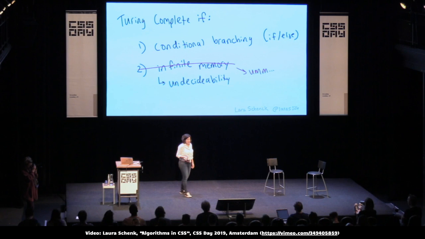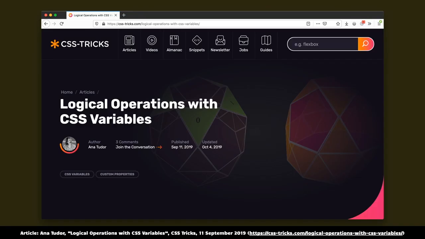Lara Schenck did a fantastic talk about this at CSS Day 2019. She looked at whether CSS is indeed Turing complete. Anna Tudor also showed that you can do logical operations with CSS variables. So yes, of course, you can do the programming language-y stuff in CSS, and it really depends on how you want to define the word programming language.